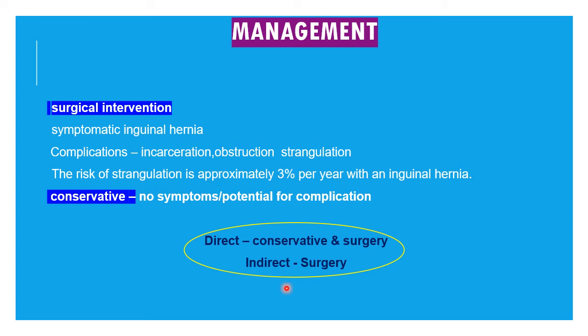In summary, this summarizes the treatment for direct and indirect hernia. For direct hernia, there is conservative treatment if the patient is not fit for surgery. Otherwise, if he develops complications, surgical treatment should be considered as soon as possible. For indirect inguinal hernia, surgery is the mainstay and the treatment of choice, unless there is some contraindication to surgery in that particular patient.